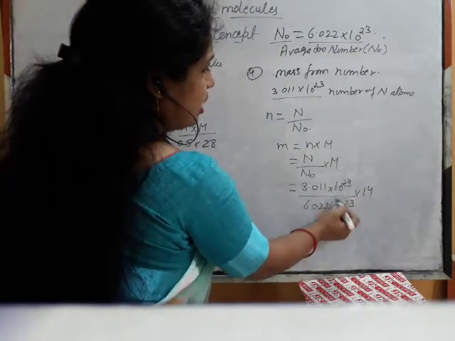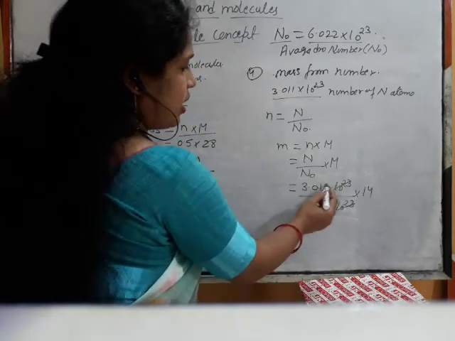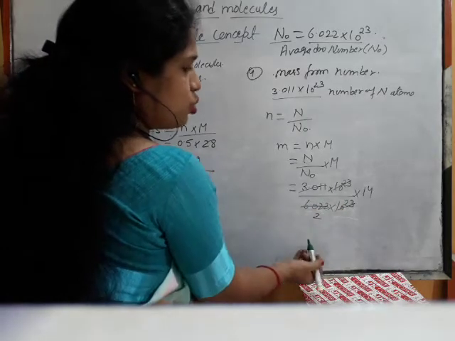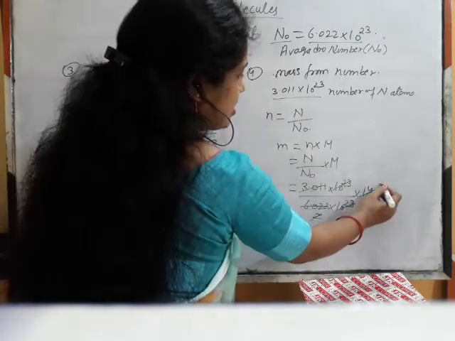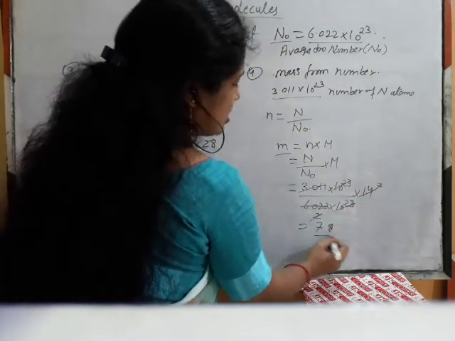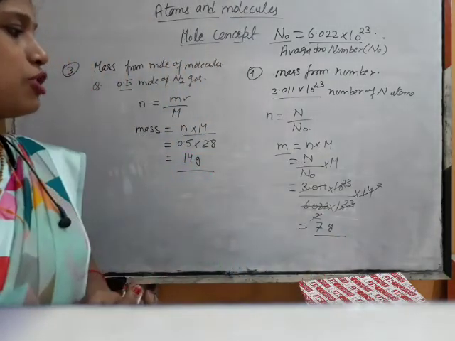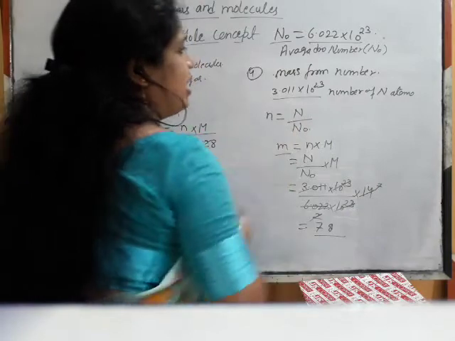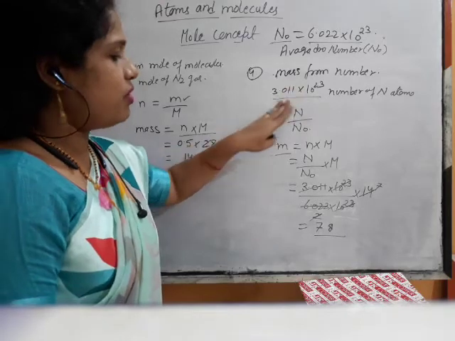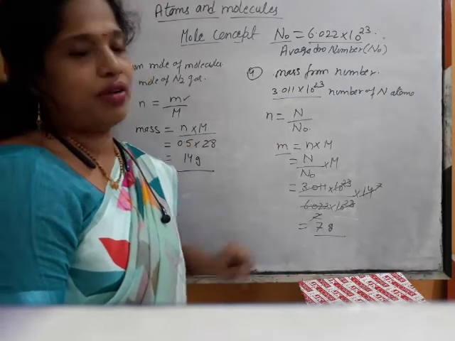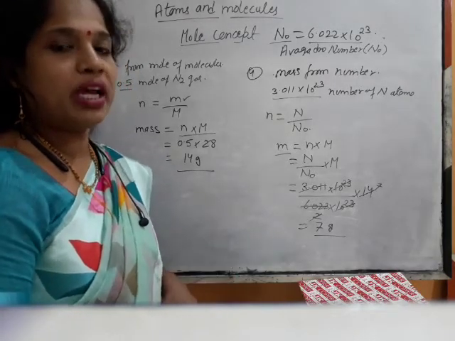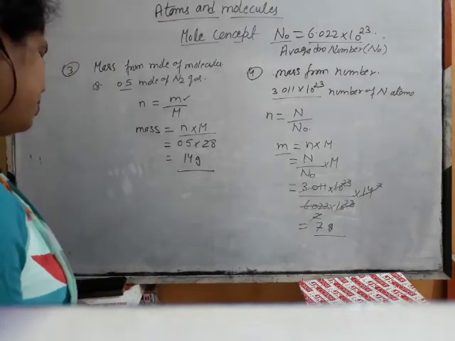Here you can see 10 raised to the power 23 will get cancelled, and 3 2s are 6, 1 2s are 2, so definitely 2 we will have, and now 2 7s are 14. So the mass of the nitrogen atom in these many particles we will get is 7 grams. That means the half of its gram atomic mass. Okay, so this is the type.